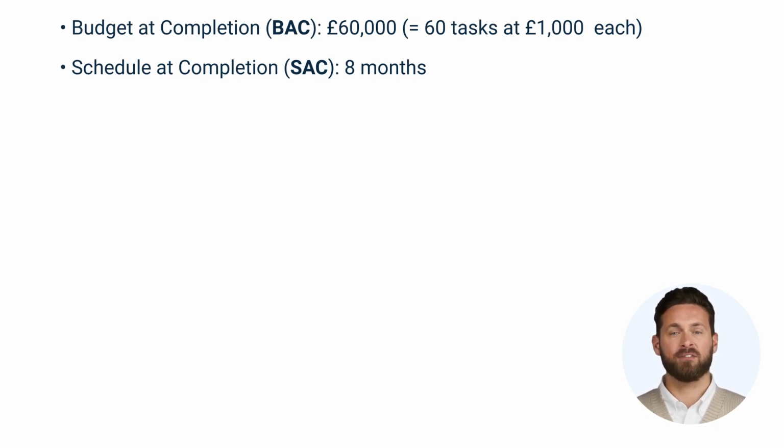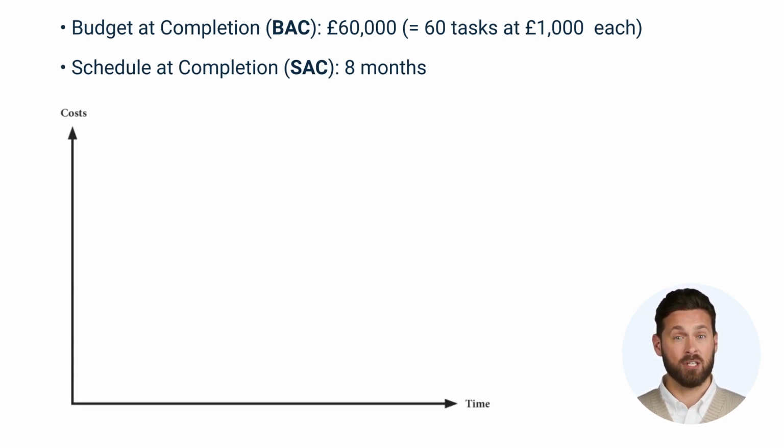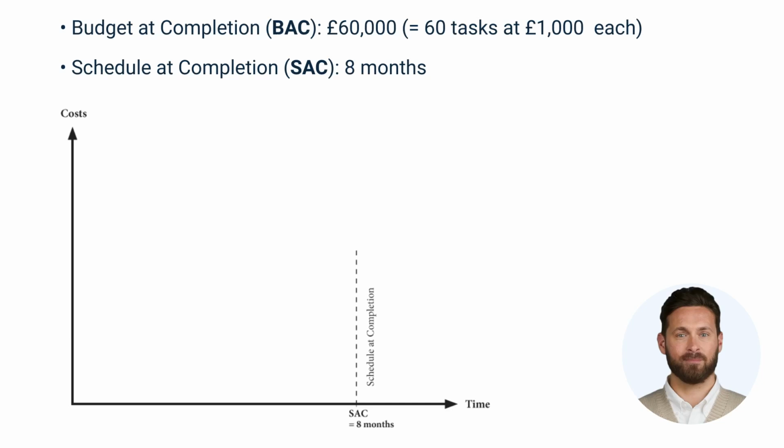We will enter this information into a coordinate system. The visual representation helps us understand the project development and identify deviations from the original plan. On the horizontal axis, time is plotted, representing our planned 8-month project duration, while the vertical axis shows the total budget of £60,000.